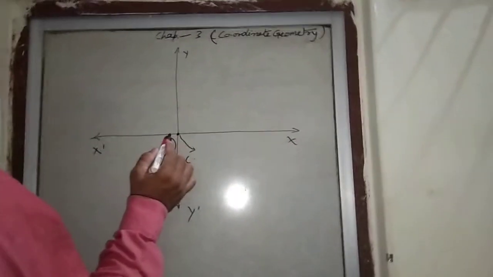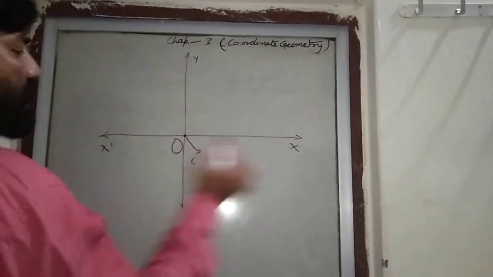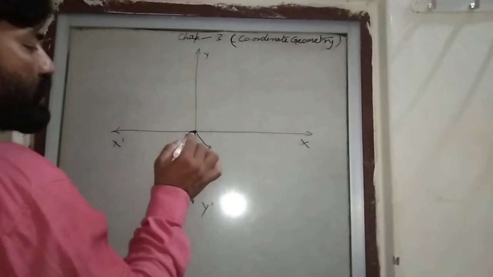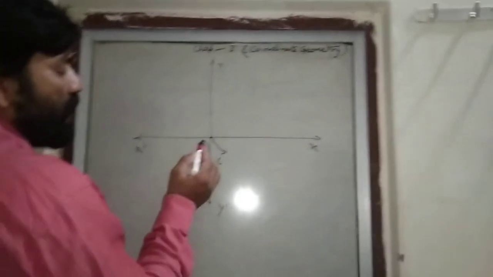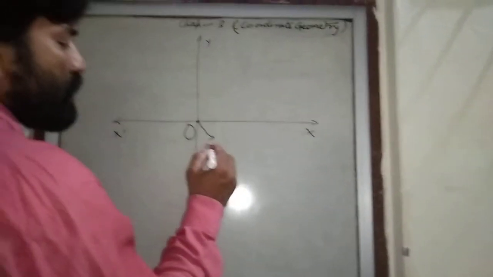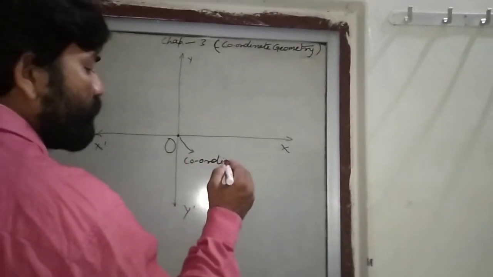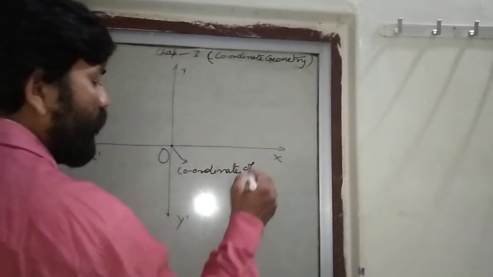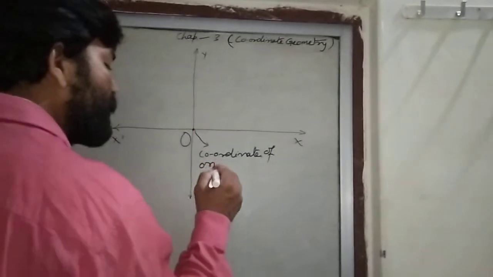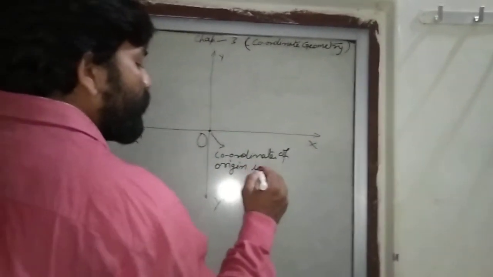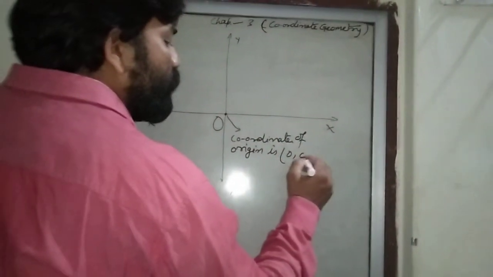So now here, where the two axes, x-axis and y-axis, intersect each other, that point is known as the origin, and the coordinate of the origin is (0, 0).